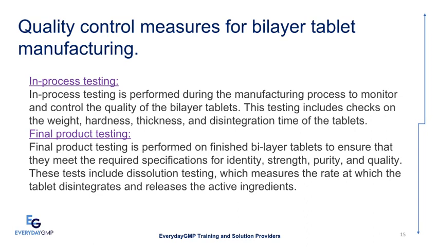This testing includes checks on the weight, hardness, thickness, and disintegration time of the tablets. Final product testing. Final product testing is performed on finished bilayer tablets to ensure that they meet the required specifications for identity, strength, purity, and quality. These tests include dissolution testing, which measures the rate at which the tablet disintegrates and releases the active ingredients.